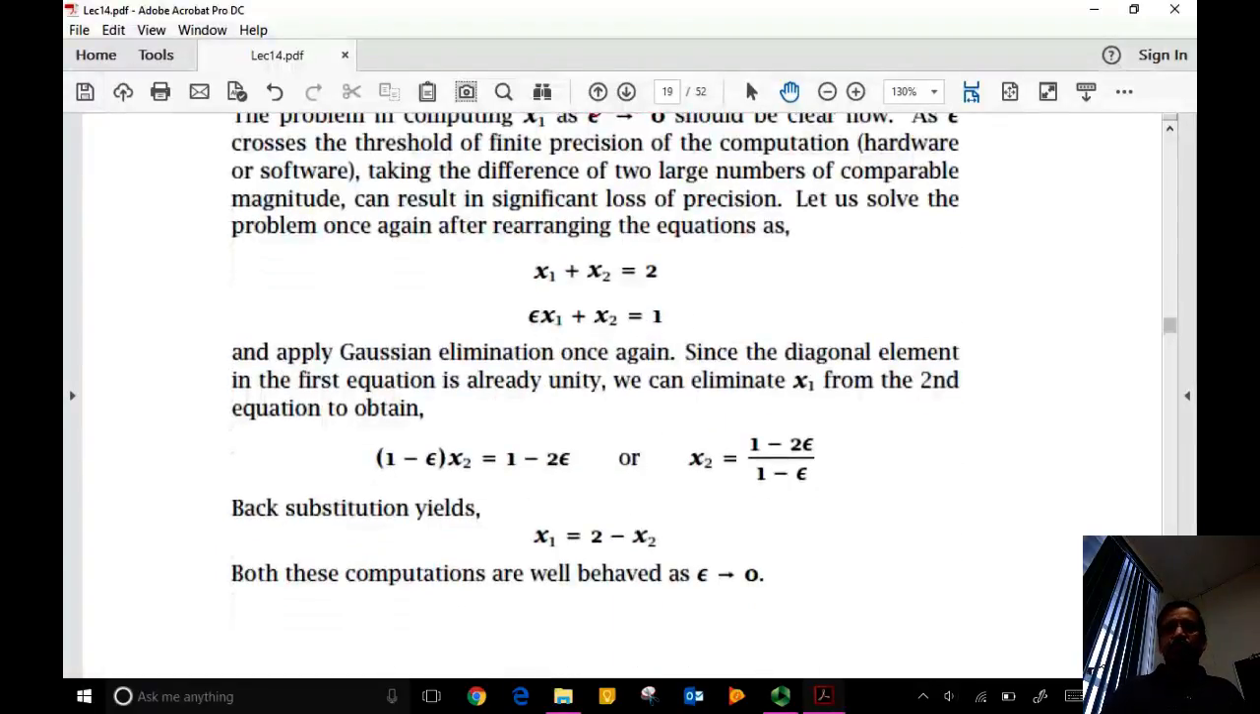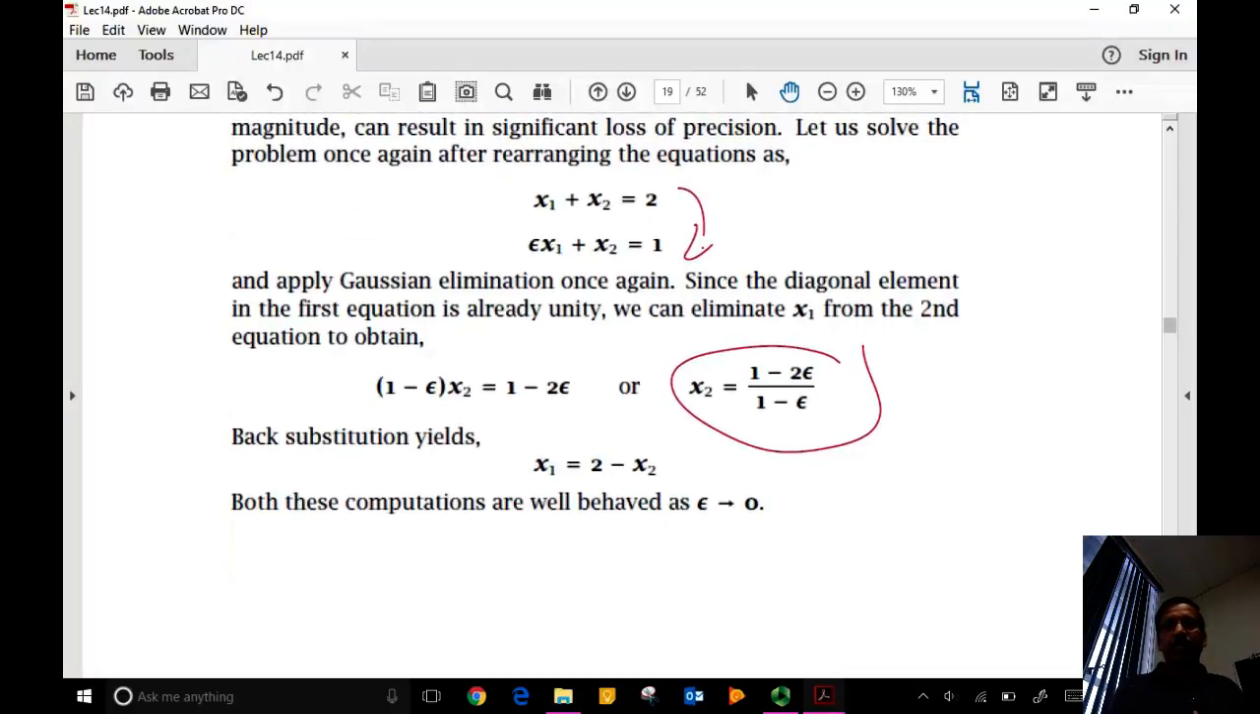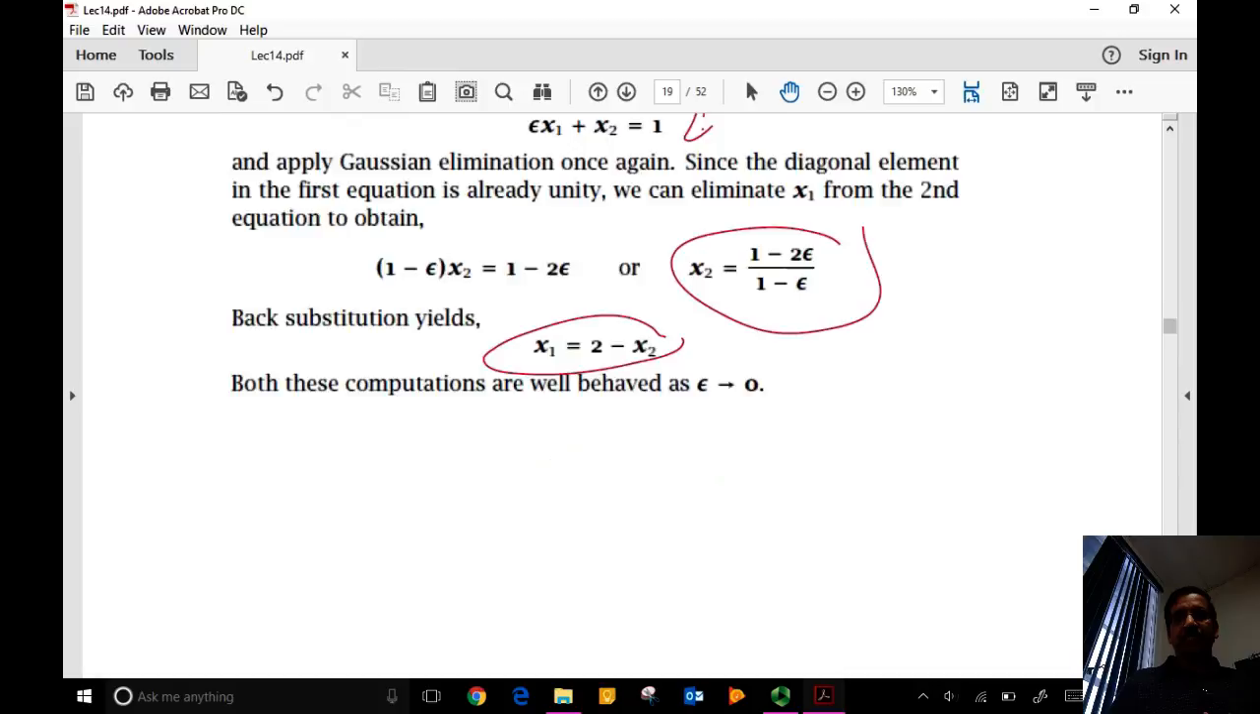But if I switch these two terms, these two equations, and solve, everything is fine. Because I don't have this 1 over epsilon term anymore. Okay? The solution simply becomes this. As epsilon goes to 0, it's 1. Okay? And the second step of the elimination process is 2 minus x2, which is also 1. It gives you the correct result.